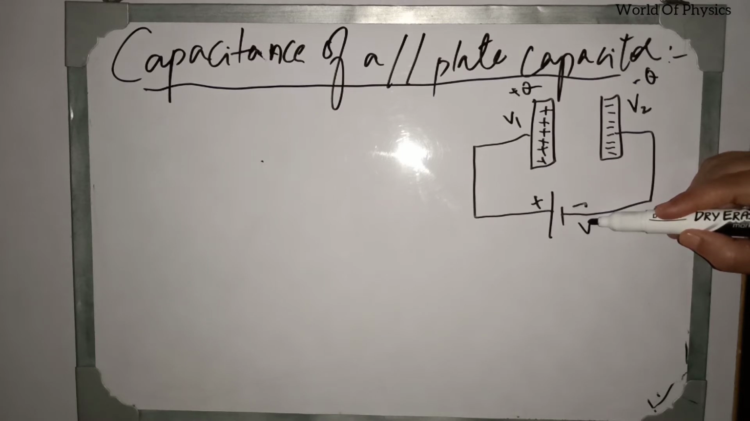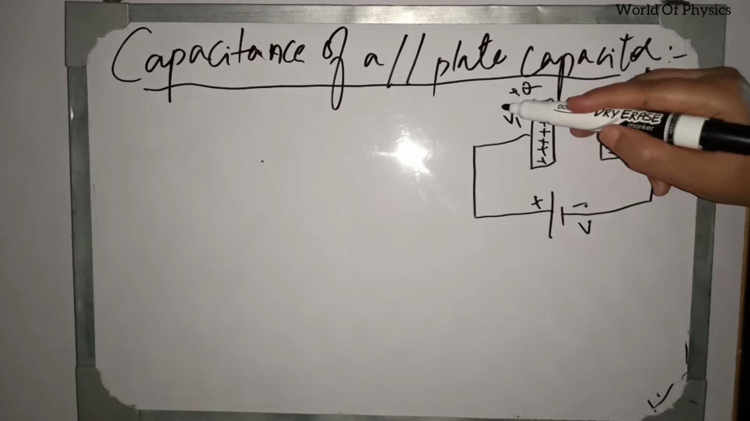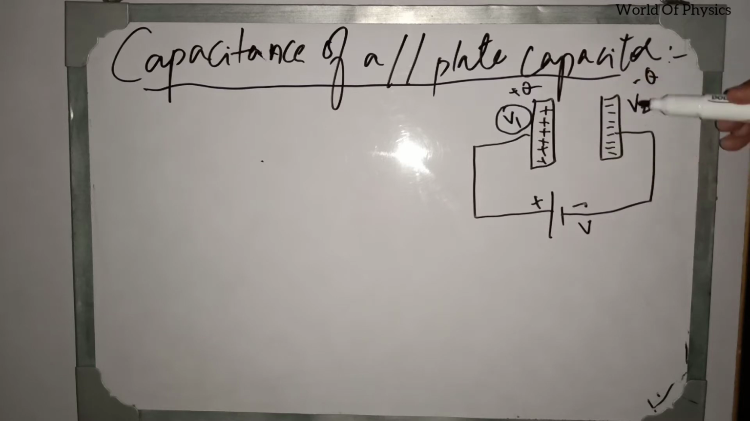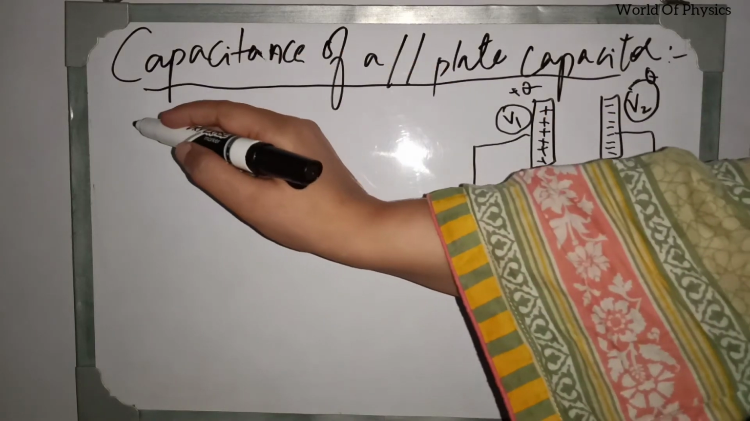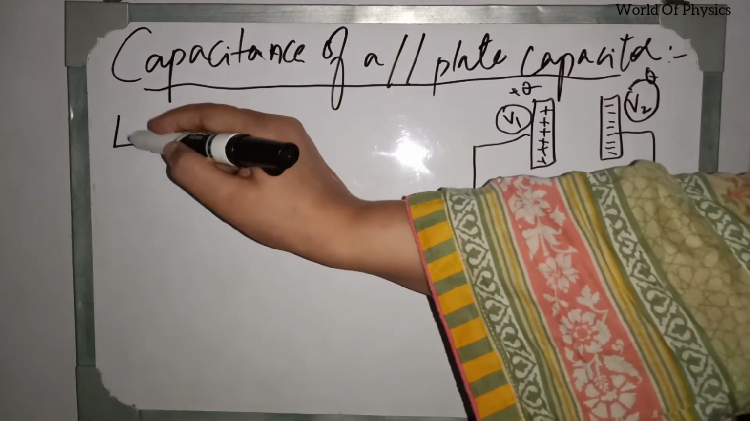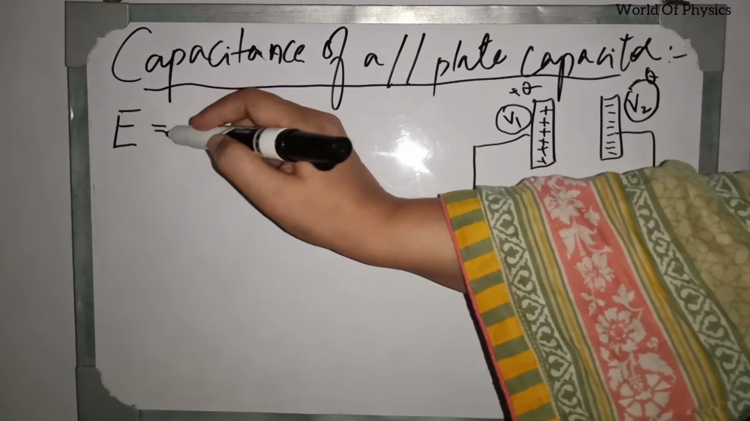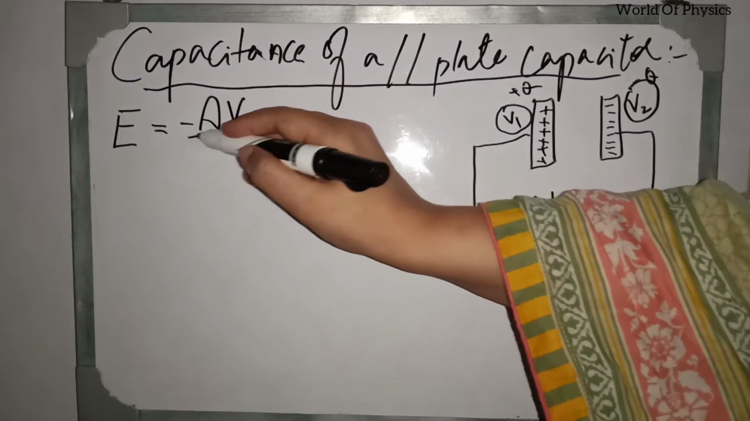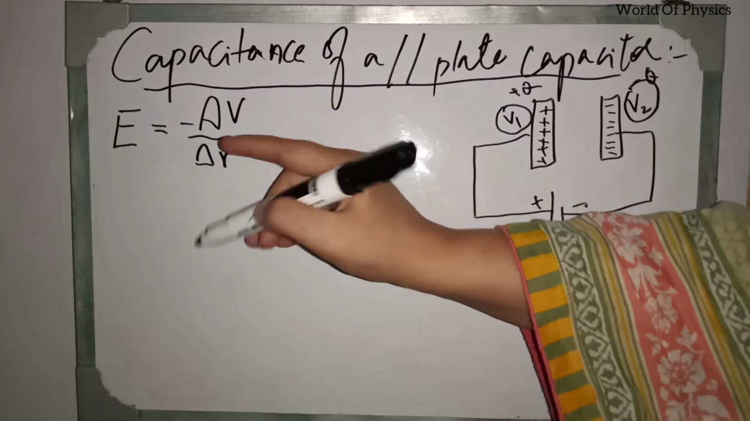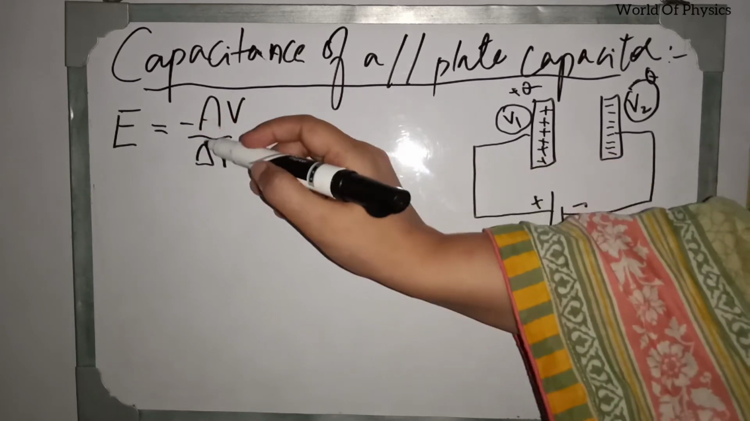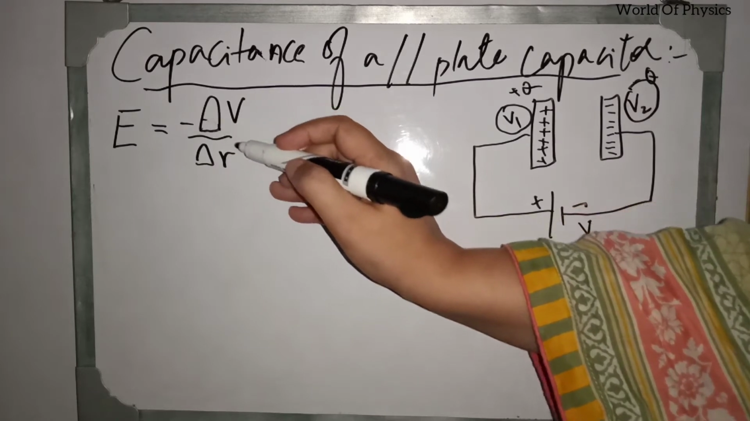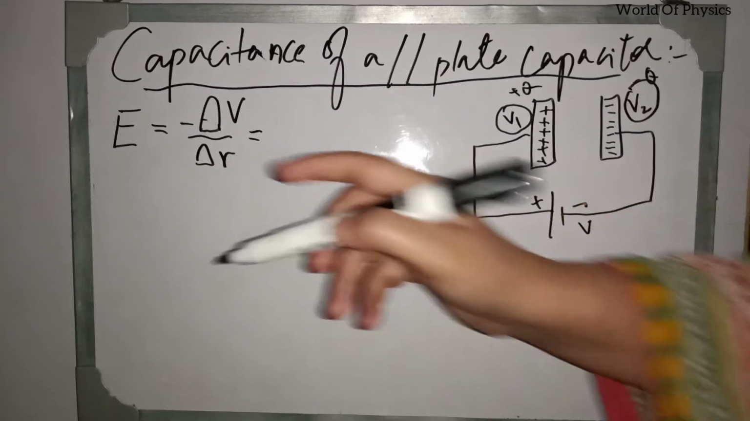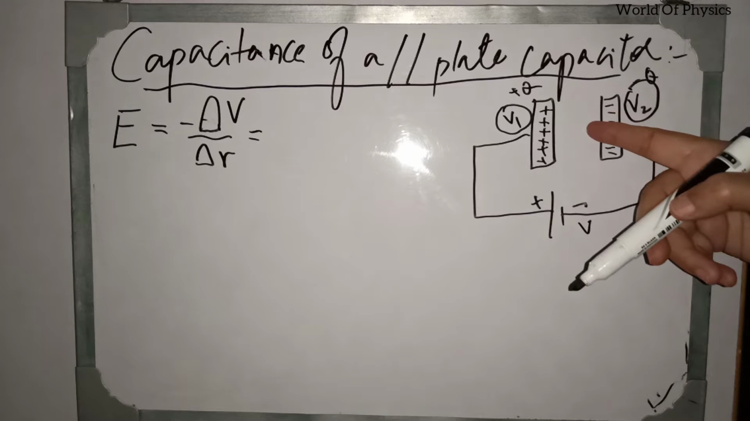If the positive plate is at a potential V1 and the negative plate is at a potential of V2, then electric field strength between the plates, that is E, is equal to minus delta V divided by delta R. What is this delta V and what is this delta R? Delta V means change in potential. Delta R means distance between the plates.